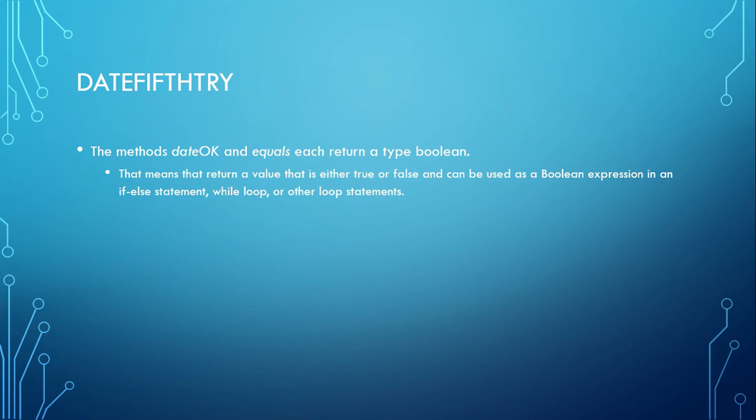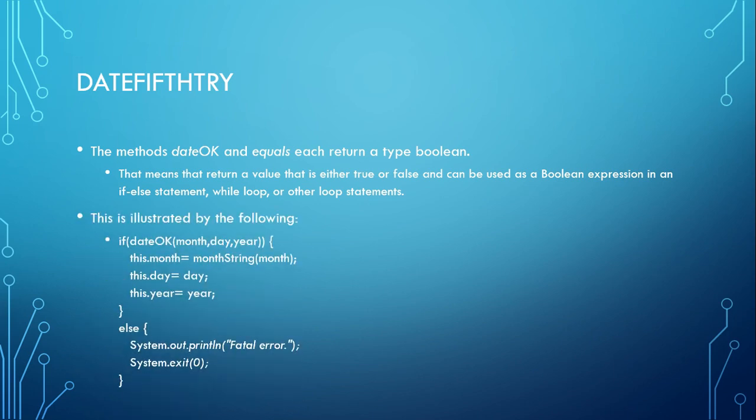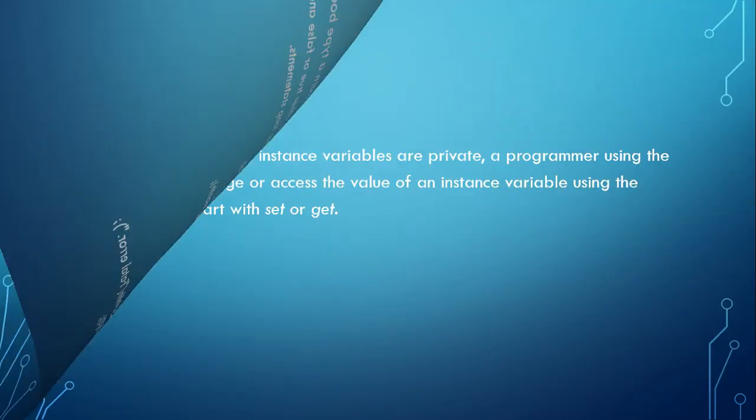Now the methods dateOK and equals each return a type boolean. That means that they'll return a value that is either true or false and can be used as a boolean expression in an if-else statement, a while loop, or other loop statements. This is illustrated really quickly by the following. If dateOK(month, day, year), this.month equals monthString(month), this.day equals day, this.year equals year. Else, System.out.println fatal error, System.exit(0).